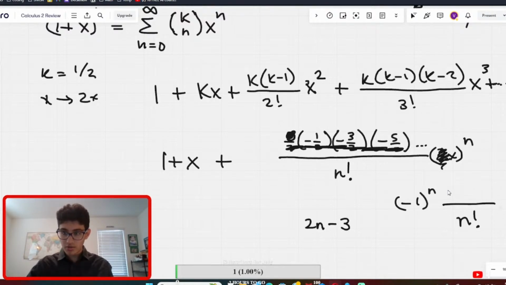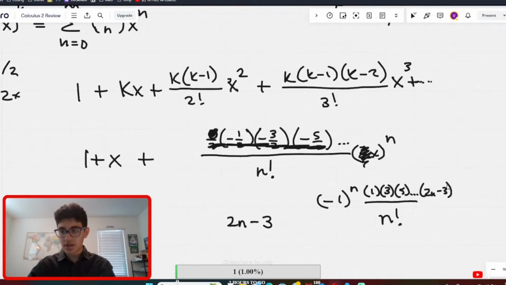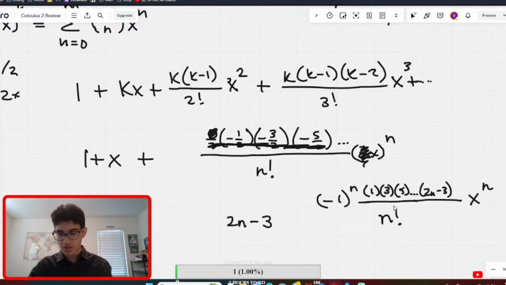And then this product over here becomes 1 times 3. I'll write it like this: 1, 3, 5, and so on until 2n minus 3. Right? And then obviously right at the end, you've got x to the n. This is what we have. Now we need to just check it with 1 or 2 terms and make sure that it's all making sense.